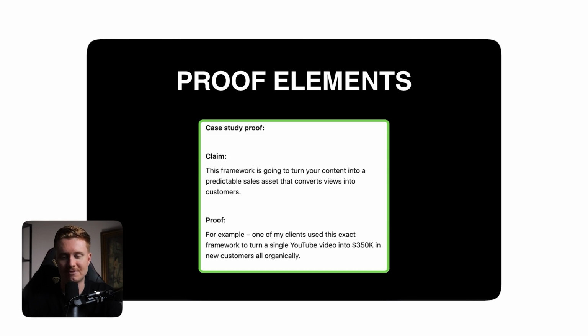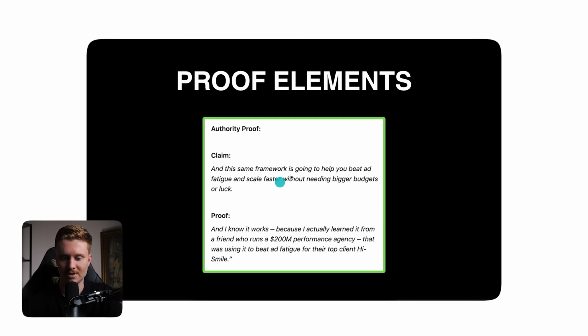Like I said, what happens if you don't have any case studies or big results yet? Well, you can use this next version, which is called authority proof. Let's read it out. The claim is: this framework is going to help you beat ad fatigue and scale faster without needing bigger budgets or luck. And then the proof element is: I know it works because I learned it from a friend who runs a $200 million performance agency that was using it to beat ad fatigue for their top client, HighSmile. As you can see, you don't need a case study here. You just need a friend that you learnt the framework from who has the credibility.